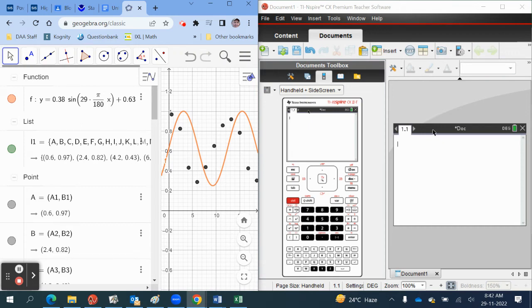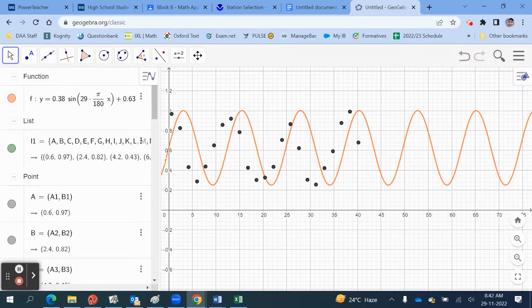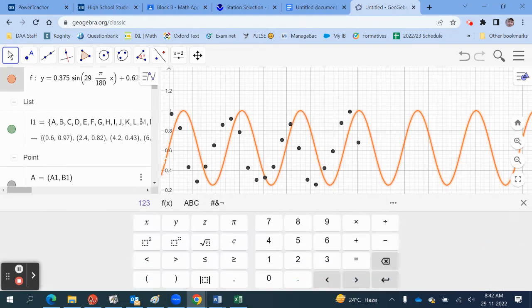Okay, so in our example here for our sinusoidal model, we can see it doesn't quite fit the scatter plot. So what we need to do is add a phase shift. We're going to add a constant here, a plus c, which will make this adjustment. We need to find that value for c.